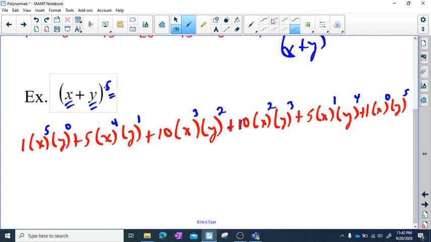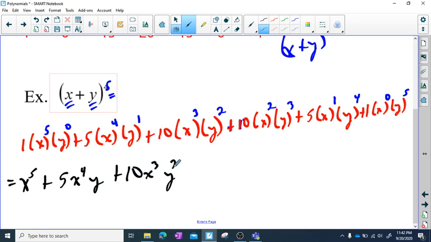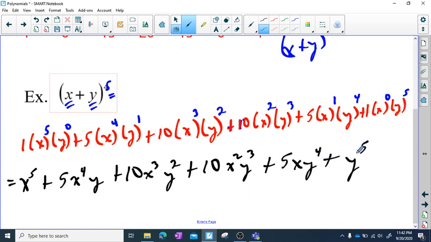All right, so now we're not going to stop at this. We're going to tidy it up and make it look more like a polynomial that we're used to seeing. So it would be x to the 5th, because that's a 1, plus 5x to the 4th y, we don't have to put a 1 on it, plus 10x cubed y squared, plus 10x squared y cubed, plus 5x y to the 4th, plus 1, leaving me with y to the 5th. There is the binomial x plus y raised to the 5th power.